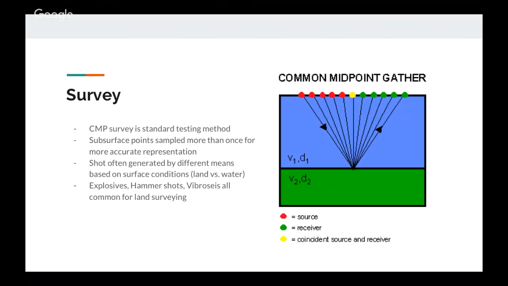When it comes to surveying, we're going to take a look at a CMP, or common midpoint gather, survey, which is pretty standard for this kind of surveying. Subsurface points in this case would be sampled more than once, which gives you a more accurate representation of what's underground. The shot would be generated by different means based on the surface conditions, land or water. We've taken a look at this versus explosive, hammer shots, vibroseis, that kind of stuff.